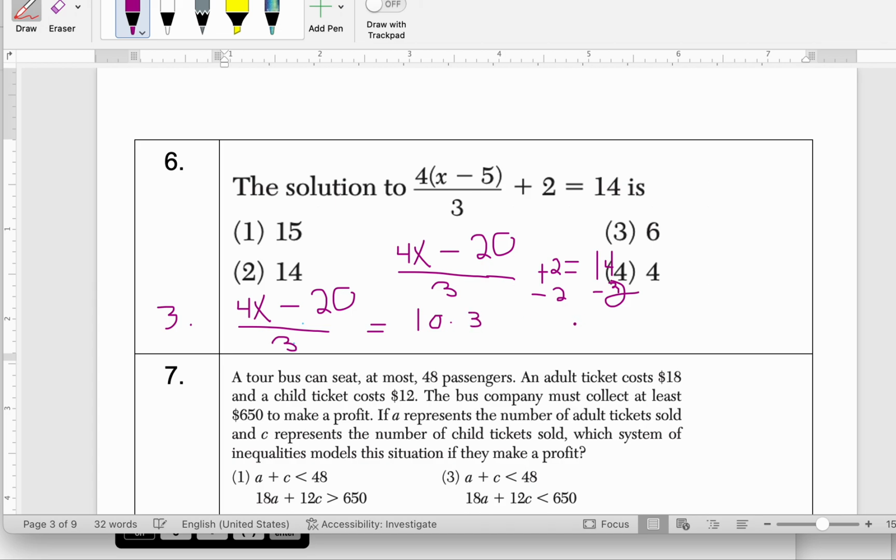And I end up with 4x minus 20 equals 30. Now, I am going to add 20 to both sides.